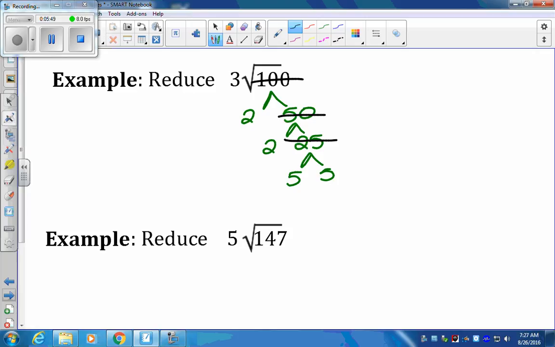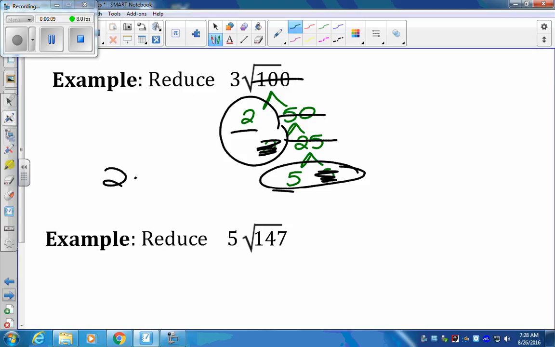Okay, so let's make pairs. I see a pair of 2's, cross one of them off. I also see a pair of 5's, cross one of them off. All right, so anything in a circle is going to the outside of my radical. So I'm going to just write this right now. And if I have more than one number going out there, because I'm going to take the 2 and the 5, I'm going to do 2 times 5.